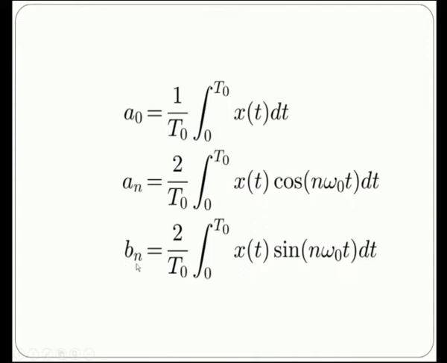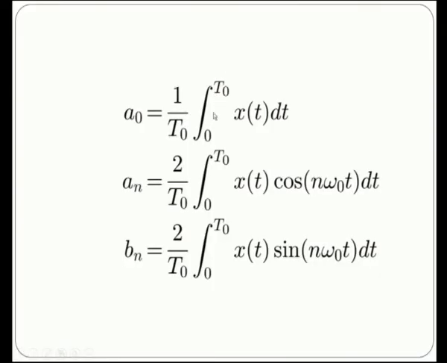The sinusoidal coefficient b n is represented as 2 by t naught, integral of 0 to t naught, x of t into sin of n omega naught t into dt. So, by this expression, whatever your input signal x of t is, you substitute here and change your integral limit with respect to the time period, then you can obtain the a naught value. The same holds for a n: simply replace x of t and integrate the normal mathematical functions.